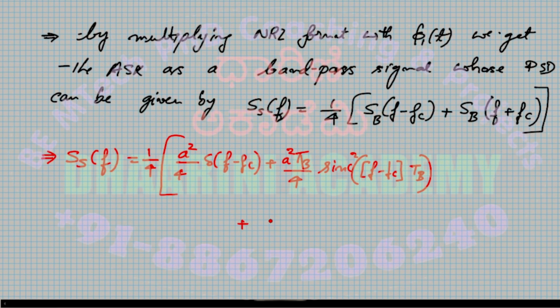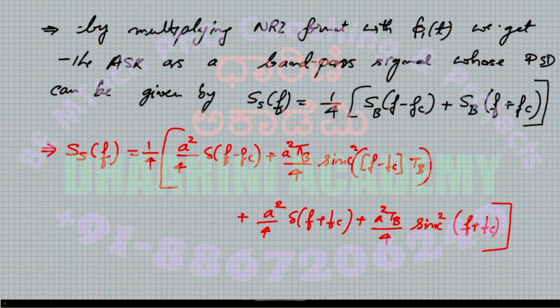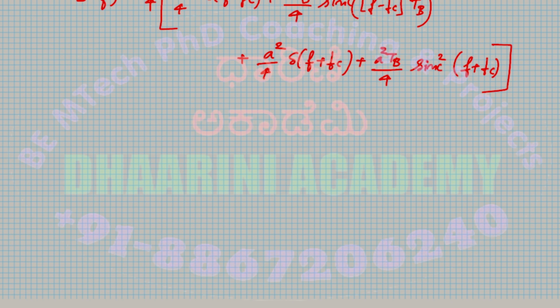There is another part coming, right? So plus, once again, SB of F has to be written, but every F is to be replaced with F plus FC. Are you okay? So that means, once again, this is A square by 4 delta of F plus FC plus A square TB by 4 sinc square of F plus FC. So now you see I have the components like this. Now let me write the SB of F once again, because that's what I'm going to use to plot the final graph. Right. So let me draw that.